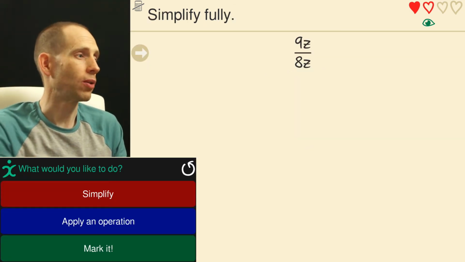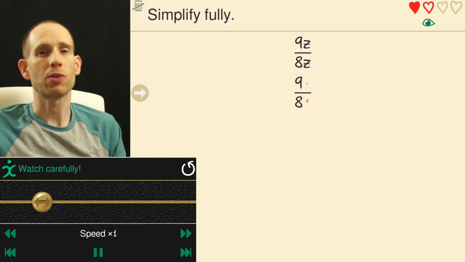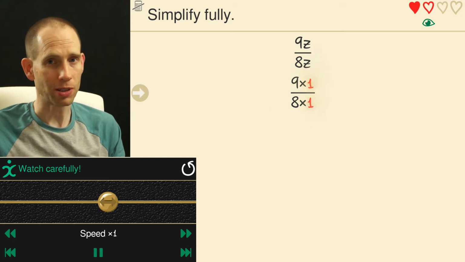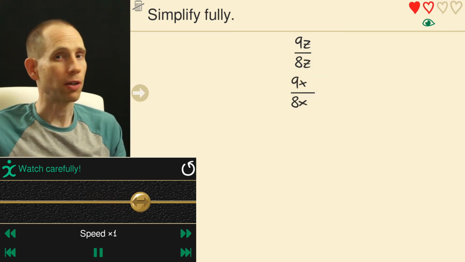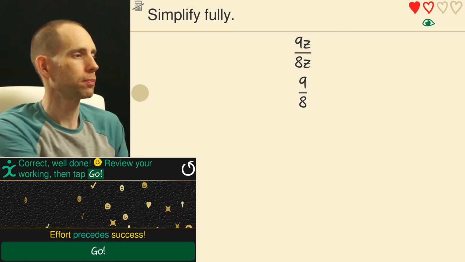Okay, now we can start practicing. So this is in show me mode, so it's going to do this one for me. Z divided by z is just going to be 1, as long as z isn't 0, which I assume it isn't. Can't divide by 0. So I'm just left with 9/8.